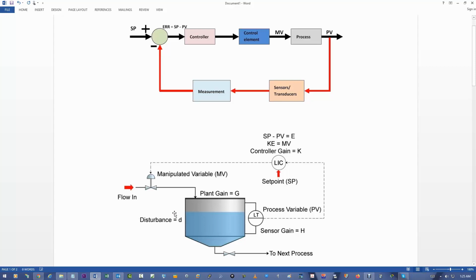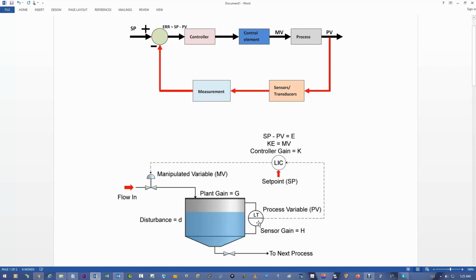This is the disturbance. It's D. We'll show it as a lowercase d. The disturbance could be due to fluctuations in upstream process, the speed of a pump, or a load upset. In the same way, we could have a disturbance draining the tank going to the next process due to an upset. It could draw more flow or less flow, and this causes a disturbance, which causes a change in the elevation of the level.